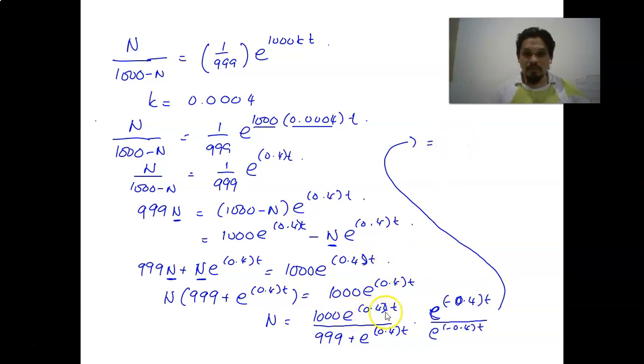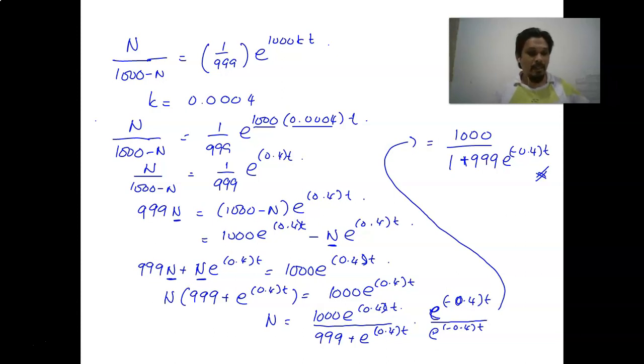Equal to e^(0.4t) multiplied with the conjugate e^(-0.4t), equal to 1000 divided by this multiplied with this one here, and then this one multiplied with itself equal to 1 plus 999 e^(-0.4t). There you go.